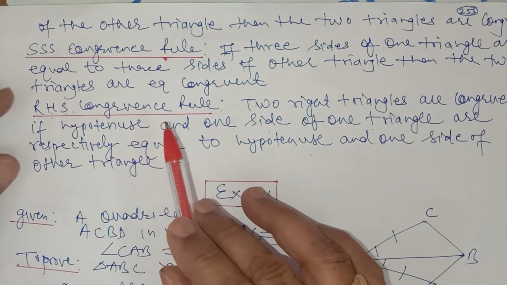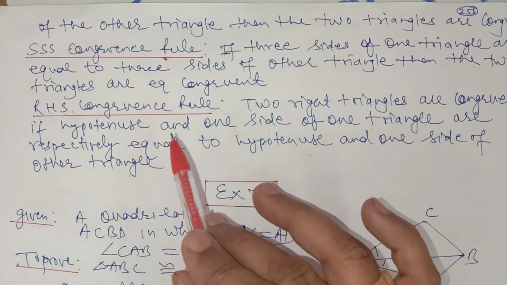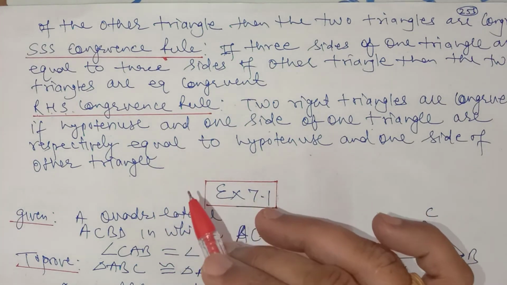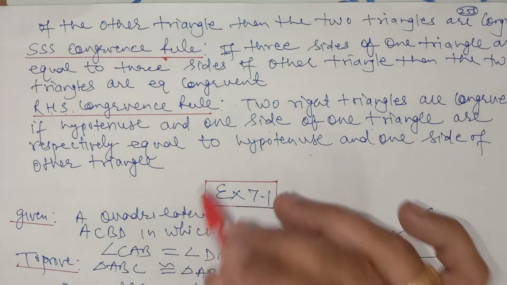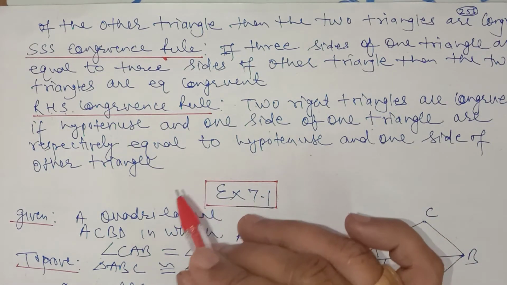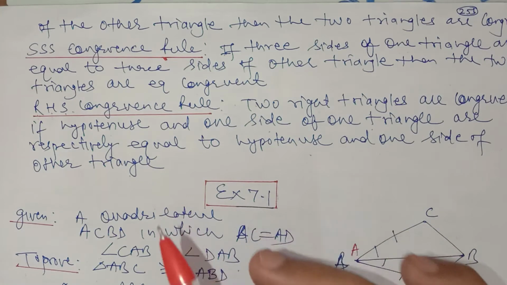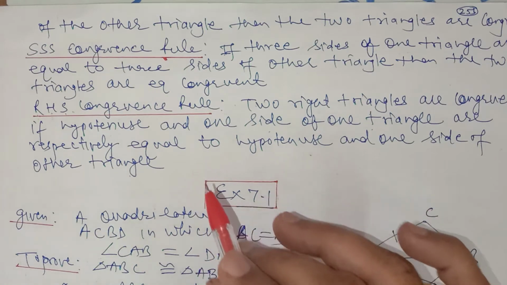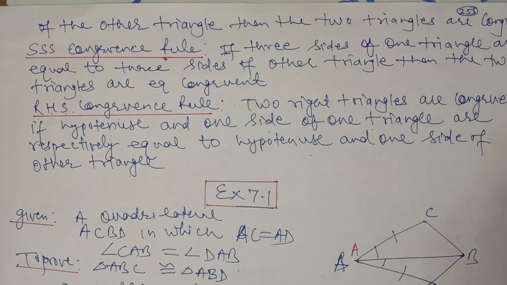So these are the criteria, or the ways by which you can prove that triangles are congruent. Now congruence means, I'm again repeating, that two triangles are congruent if they have the same shape and same size. Suppose we have two coins of 1 rupee and 2 rupee. They are not congruent because their shape is the same but their size is not the same. Now if you take any two 5 rupee coins or 5 rupee notes, then they will be congruent because they have the same shape as well as the same size.